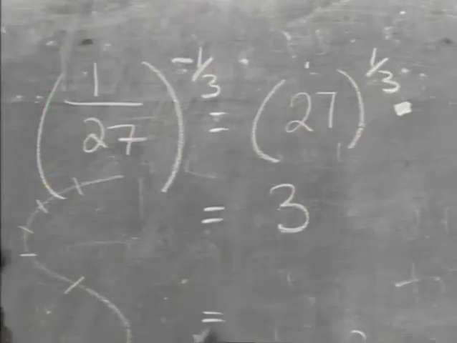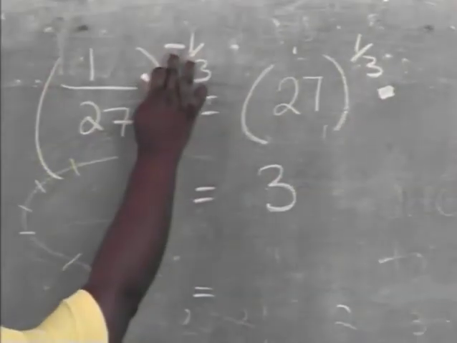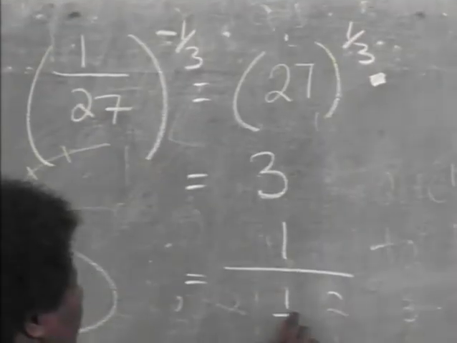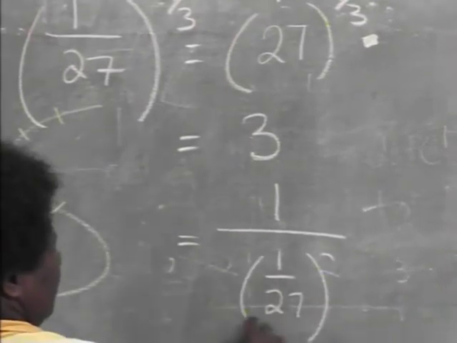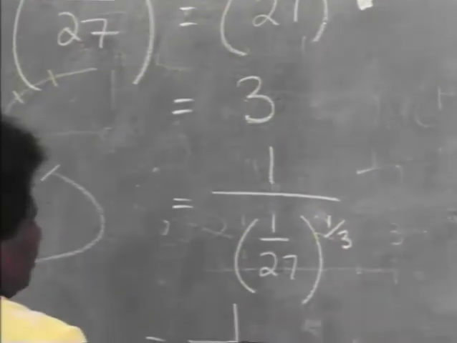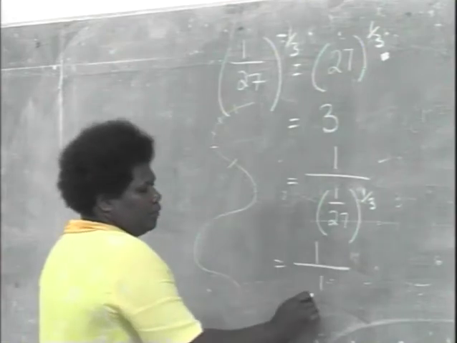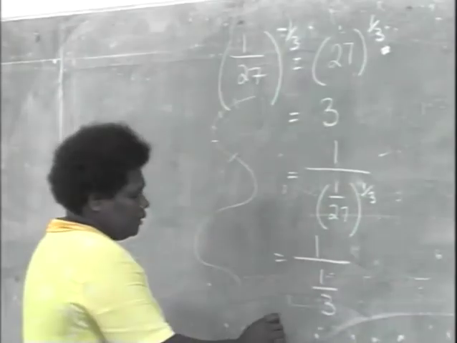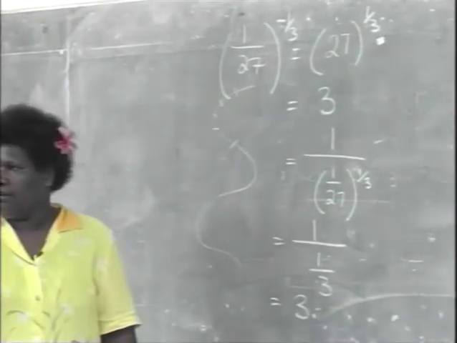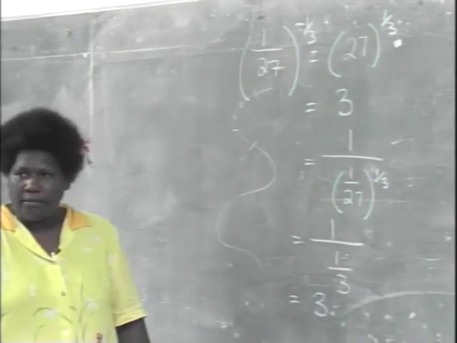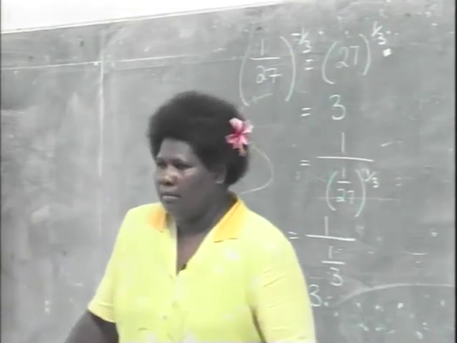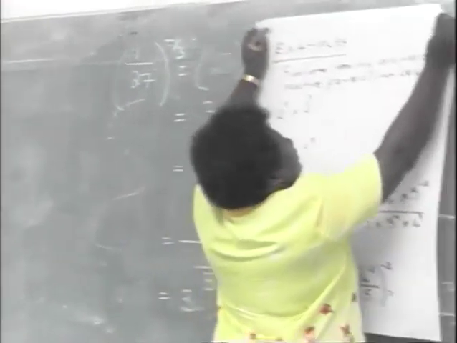Another way I showed you how to do this is to recognize that this means 1 over 27 to the power of positive 1/3. And then say that the cube root of 1 over 27 is 1/3, and then multiply by 3 over 1, and the answer will be 3. Is it clear? Is there any other question? No? Okay.